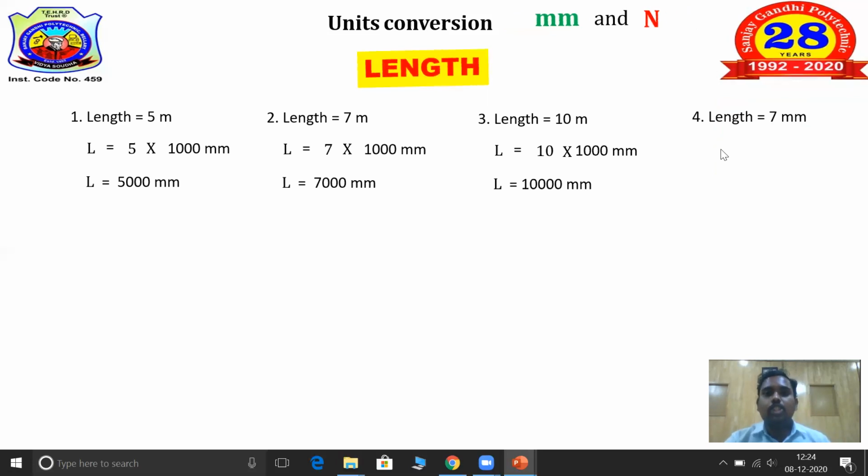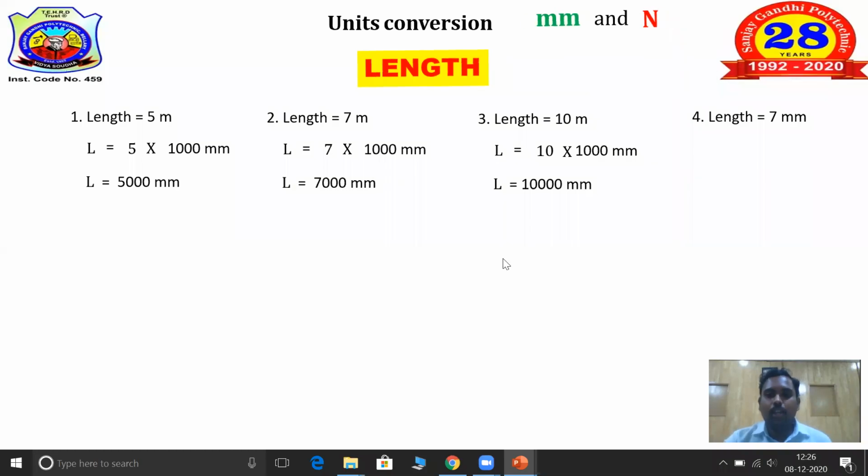The next question is length is equal to 7 mm. Students, as I said, you should never go for unit conversion blindly. First, think whether unit conversion is necessary or not. In the given question, the units are in mm and I require mm. So there is no need of a conversion. Keep it as it is. Okay, this is the conversion of length.